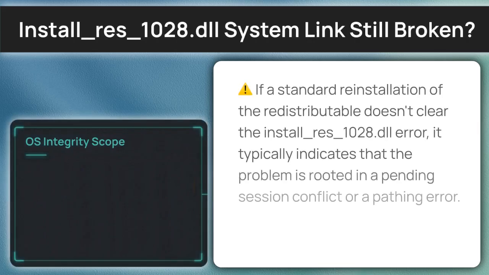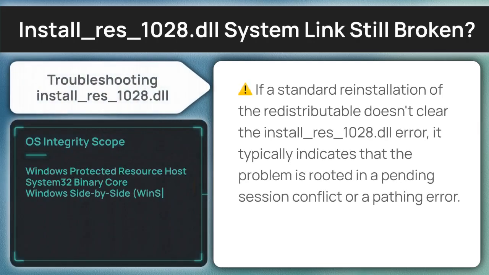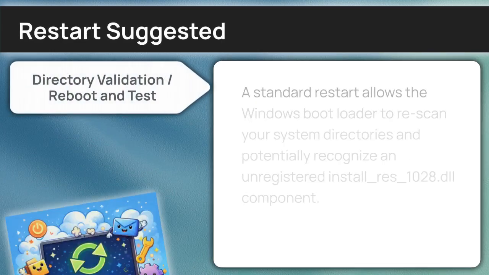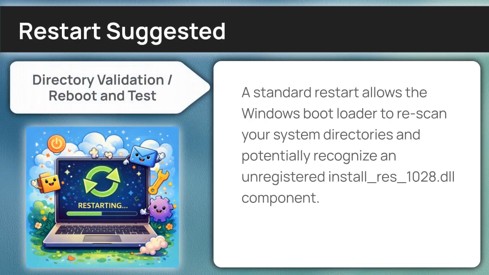When a fresh installer fails to clear the error, it typically points toward a deeper conflict within the Windows execution layer. Performing a restart can determine if the error is just a transient environment glitch. A reboot refreshes your system's path variables and can sometimes re-establish a broken link to the Install Resource 1028 file.